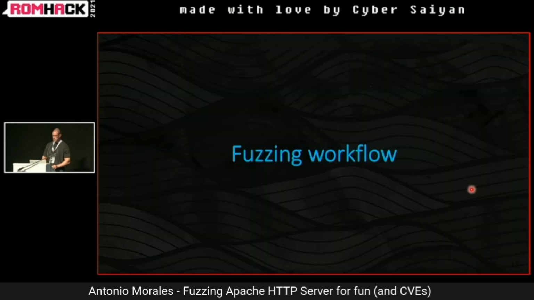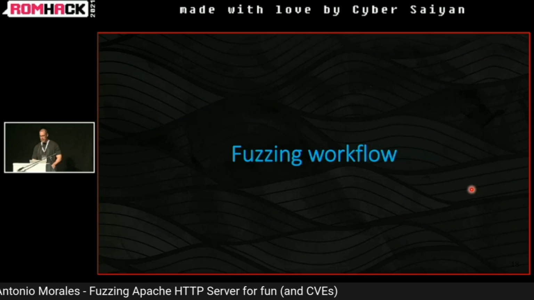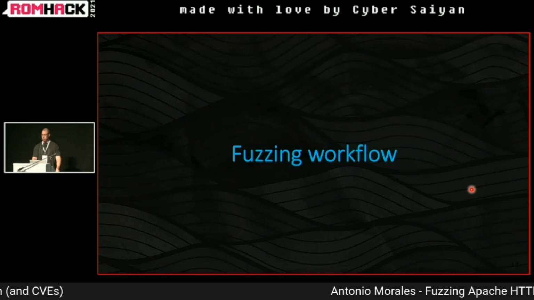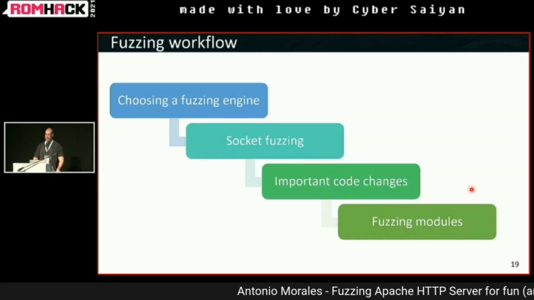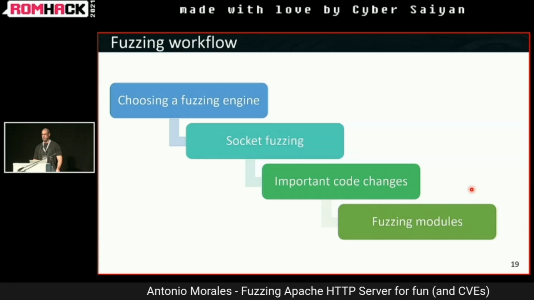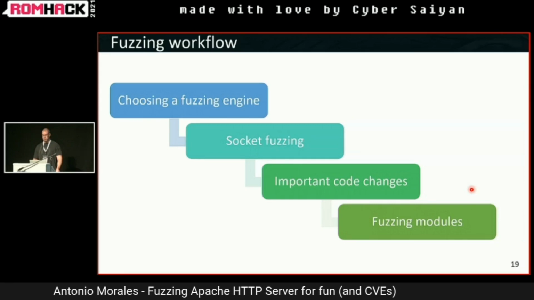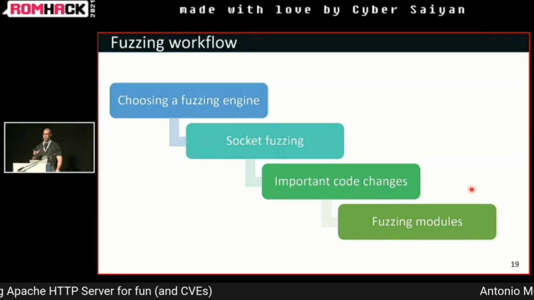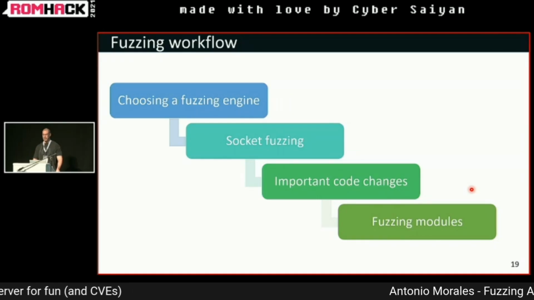Well, now I'm going to explain some of the most relevant aspects of my fuzzing workflow. I have divided my fuzzing workflow into 4 different parts: choosing a fuzzing engine, socket fuzzing, important code changes, and fuzzing modules.